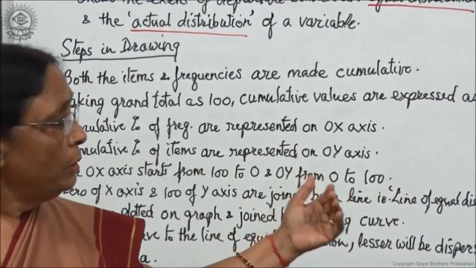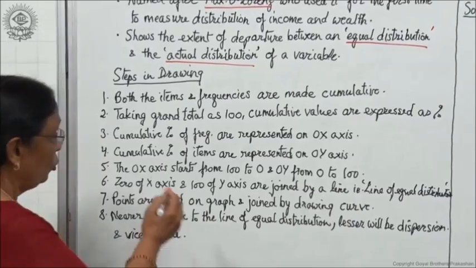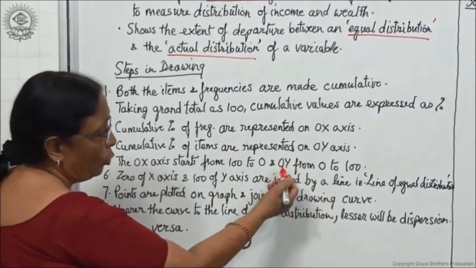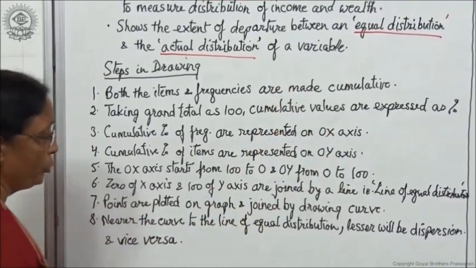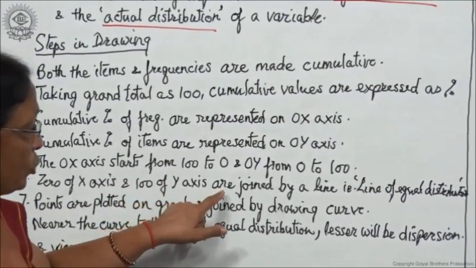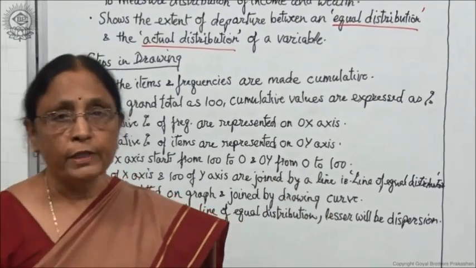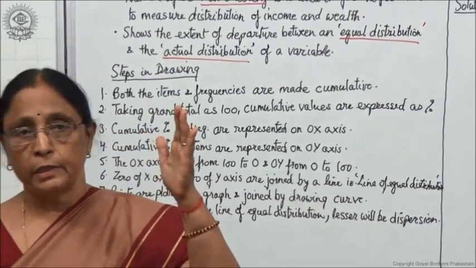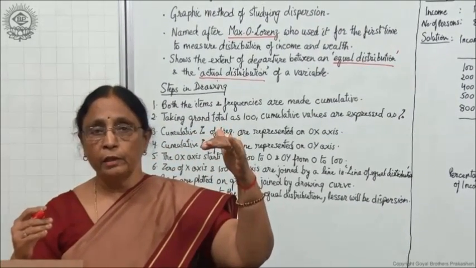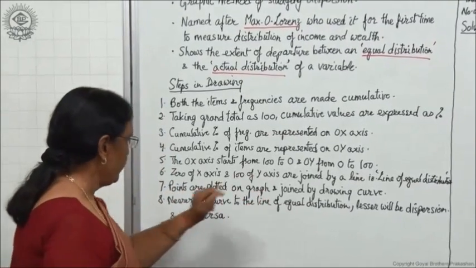This you will come to know when you draw the diagram. It will be clear to you. The OX axis starts from 100 to 0 in the reverse order, and OY from 0 to 100 as usual. 0 of the x axis and 100 of the y axis are joined by a line of equal distribution. 0 of the x axis and 100 of the y axis we join by a line. This line makes a triangle, and this line is known as the line of equal distribution.